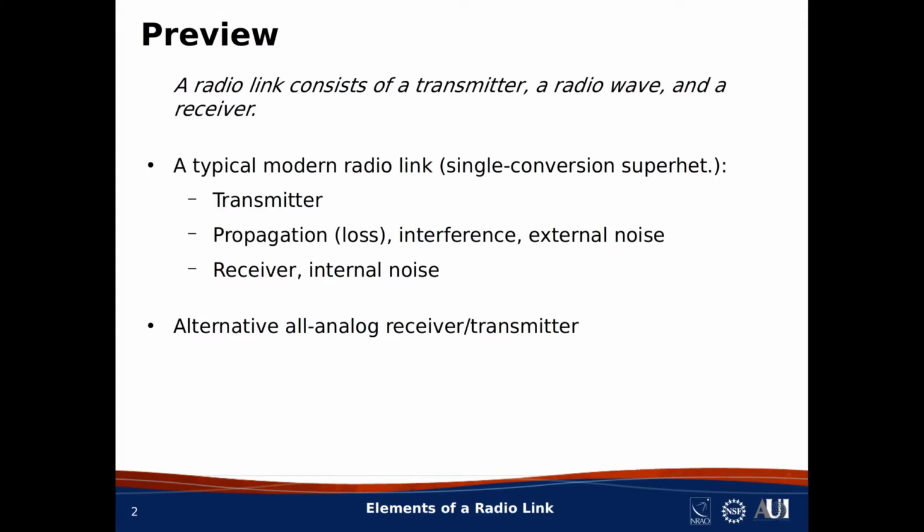In order to have something concrete to discuss, we'll consider a specific kind of radio known as a single conversion superheterodyne. This type of radio is probably the simplest type of radio that contains all the elements that are commonly seen in modern radios generally. We'll also say something about how the radio wave aspect of a link plays a role in radio link architecture, and this is through propagation loss, interference, and noise. Finally, we'll talk about a simplified architecture for receivers and transmitters, just to drive home the point that there are many ways that radios can be implemented.